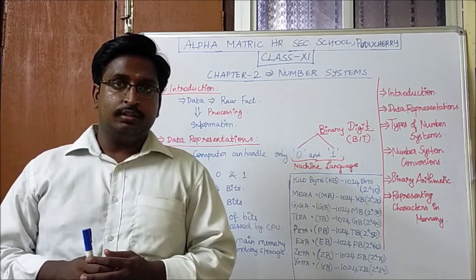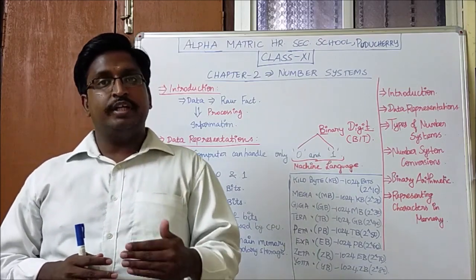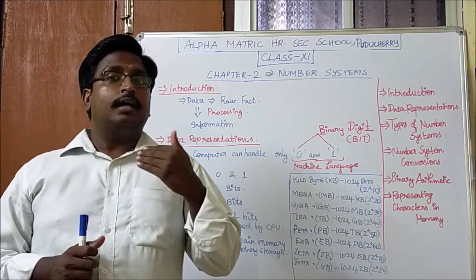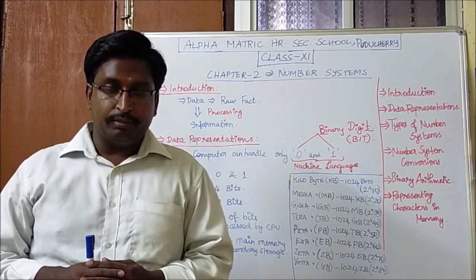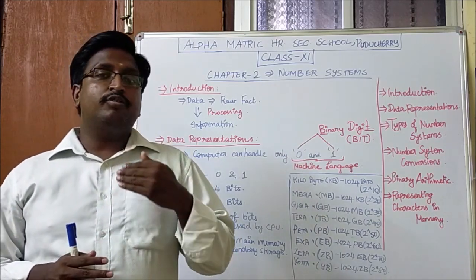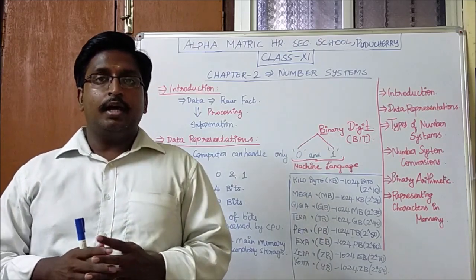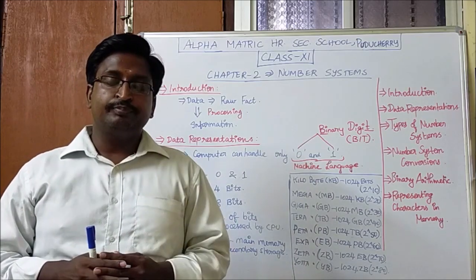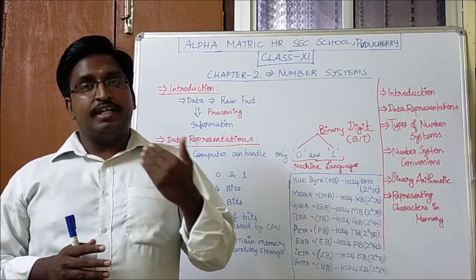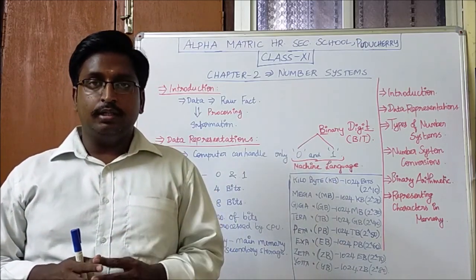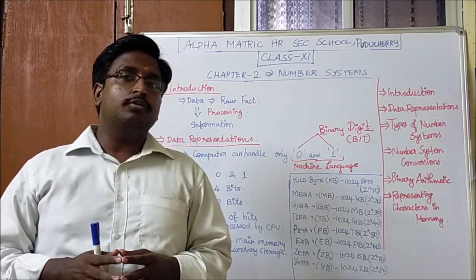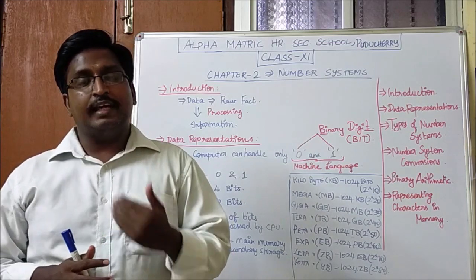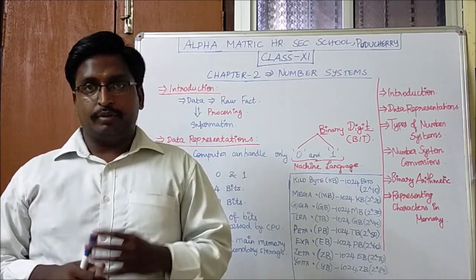In this chapter, we will start with the definition of data in the introduction part, and how the data are represented in computer's memory, the various types of number systems available, the steps to convert from one number system to the other, binary addition and subtraction in binary arithmetic, and lastly the various coding schemes available to represent the characters in computer's memory.